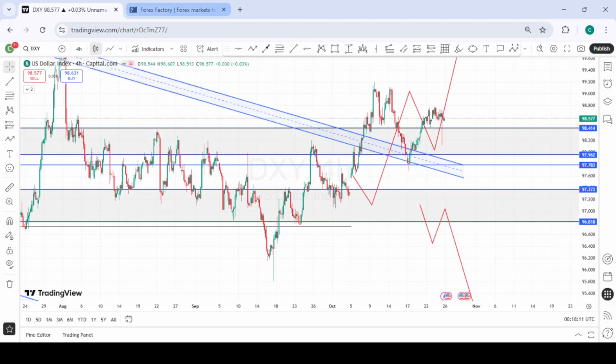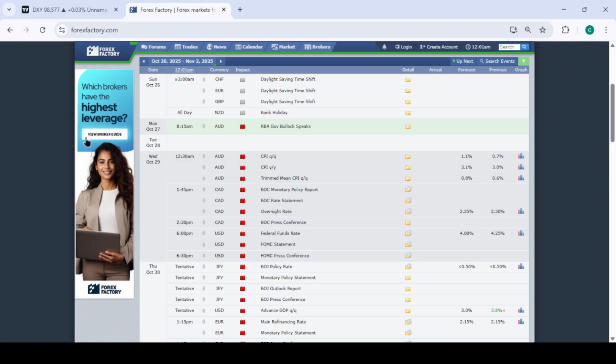Let's look at the economic calendar for the coming week. On Sunday, daylight saving time is going to shift, especially in Europe. So those in Europe, please take note that the time is shifting back to the original time as it used to be.